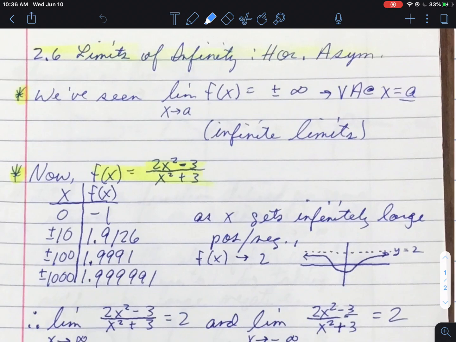Section 2.6, limits at infinity, horizontal asymptotes. All right, so previously we talked about infinite limits, we called them.